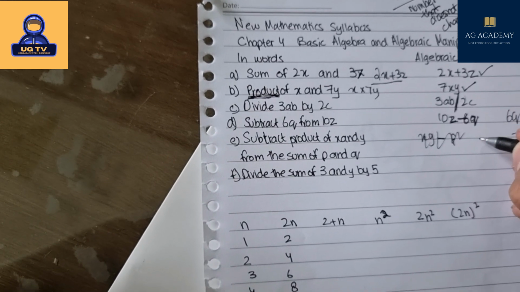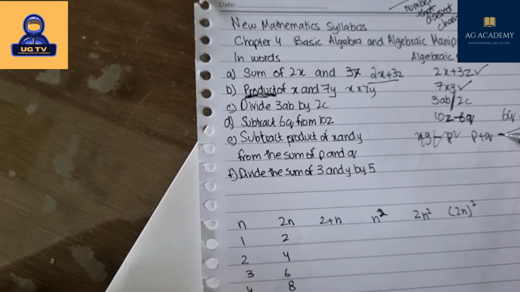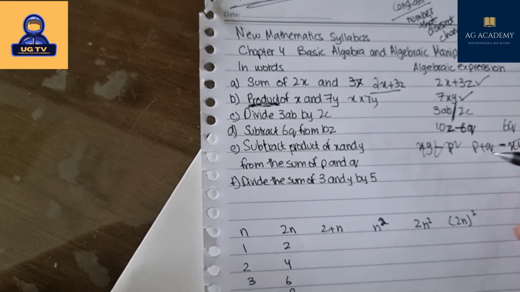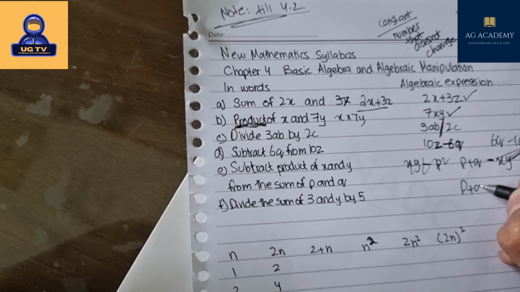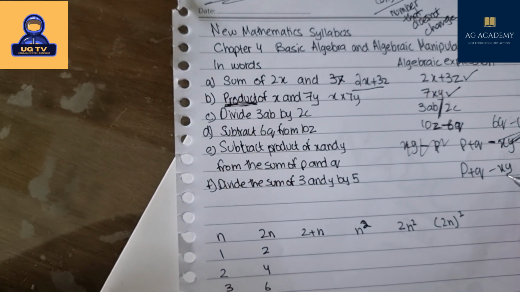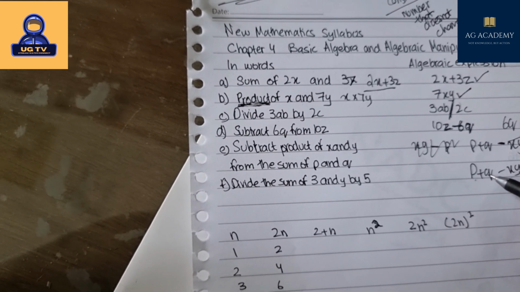Okay, so this is it. We take p plus q, and we subtract from it the product of x and y. So the final expression is p plus q minus xy. We are subtracting the product of x and y from the sum of p and q.